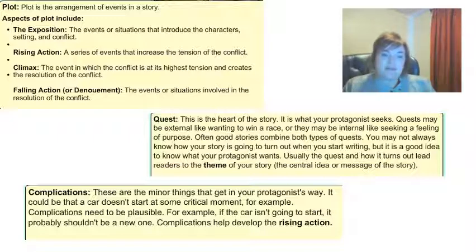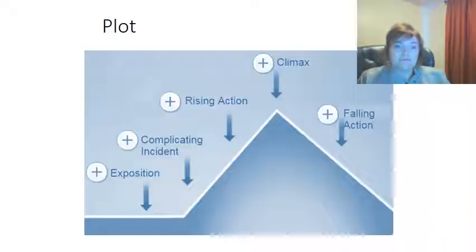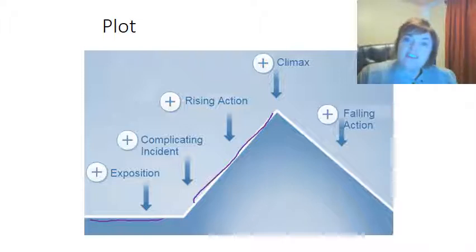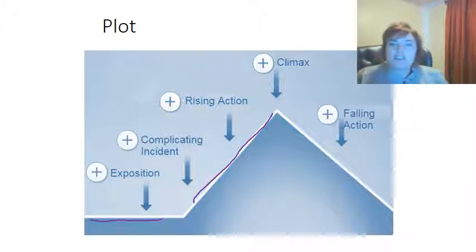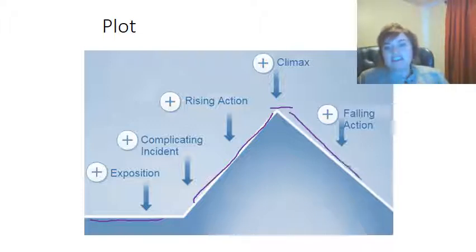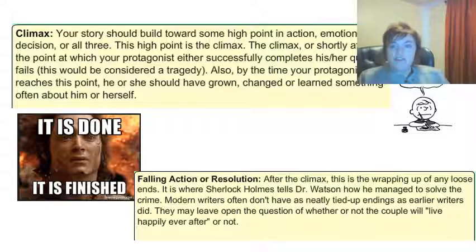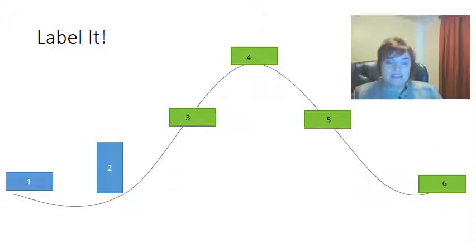The plot is the arrangement of the events. The complications are very important. The exposition is where you write the setting and begin to describe the character. The complicating incident and rising action is where your character faces tension, complications, problems, things to overcome. This is the high point of the story, where things are the most tense, and then the falling action leads to some kind of resolution at the end of the story. Your story needs that high point, it needs that problem, and it needs a resolution.